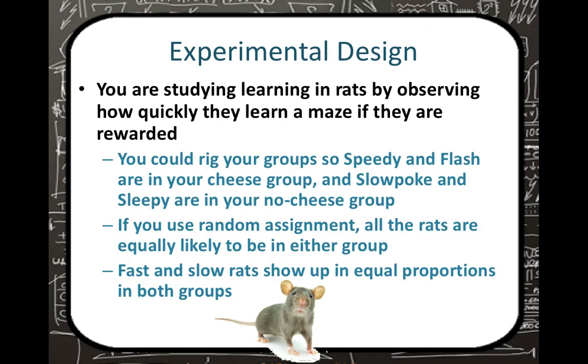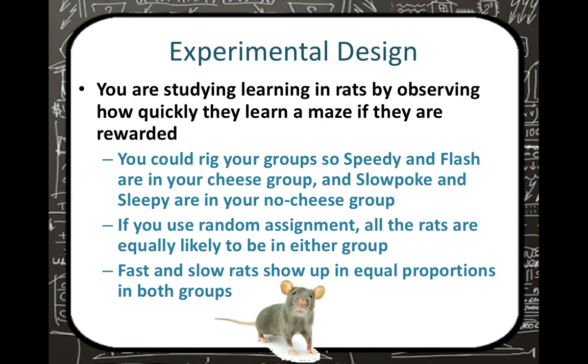So you could rig your groups so that Speedy and Flash, your fast rats, are in the cheese group, right? And Slowpoke and Sleepy, your slow rats, are in your no cheese group. So this is basically saying that we're not starting at equal, right? If you put all your fast rats in the reward group and your slow rats in the no reward group, then probably your fast rats are going to learn faster, right? So how do we know that it was the effect of the reward, the cheese, versus they were just the fast rats in general, right? We don't have that guarantee.